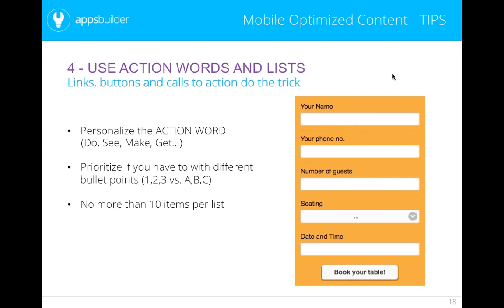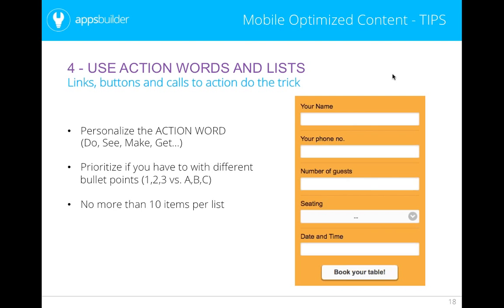Tip number 4 is about what you can actually do with your content, what you can actually put in there to help yourself in delivering the content and information you're trying to give out. It's about action words, lists, links, buttons, and therefore calls to action, which actually do the trick in helping you achieve your goal. So what you can do is that whenever you use an action word, you can actually personalize it. So how many times have you seen or used or been annoyed by the classic action word that says submit? It's very general, it's not very specific, and it doesn't really help you in remembering what you're doing.